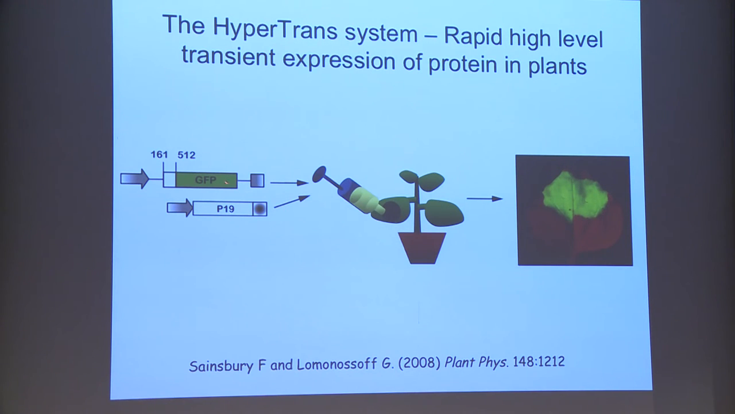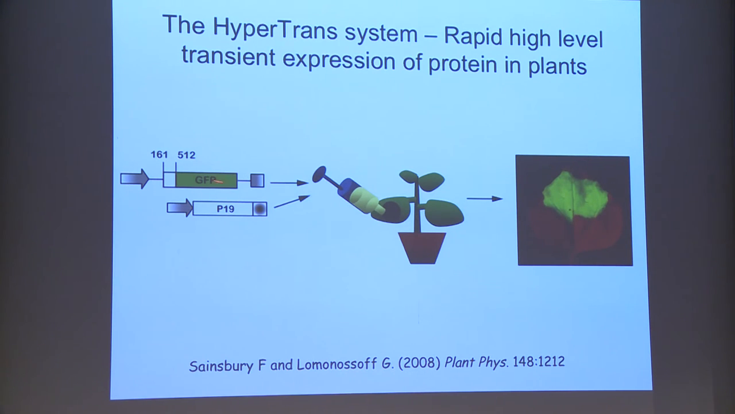where you can take your gene of interest, in this case GFP, and George accidentally discovered a number of years ago through his work on cowpea mosaic virus that if you have a little bit of cowpea mosaic virus sequence from the RNA2 gene of cowpea mosaic virus inserted in front of your gene of interest, this gives a massive elevation in the amount of protein that's produced, and this effect is post-transcriptional.